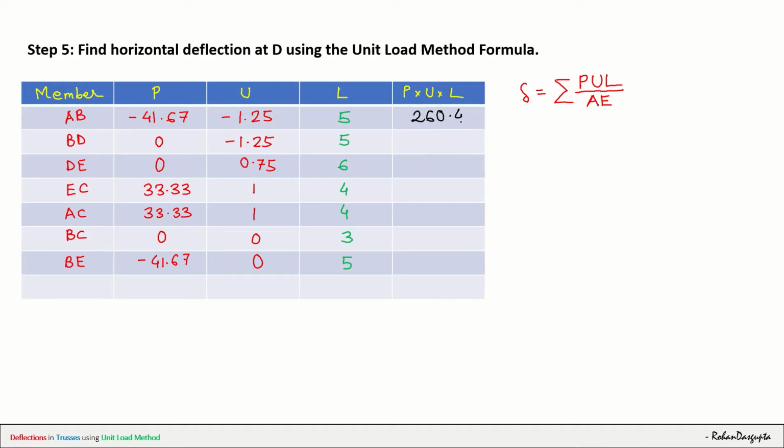260.41. Since one term is 0, this entire thing becomes 0. Then this here becomes 133.32. Here also this becomes 133.32. And again 0 and 0. Now you will have to do the summation of PUL. There are only 3 terms: 260.41, 133.32 and 133.32. So from here you will get 527.05.